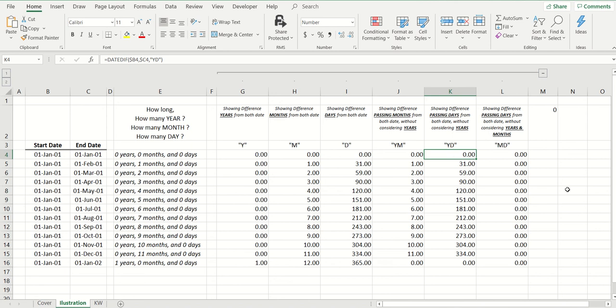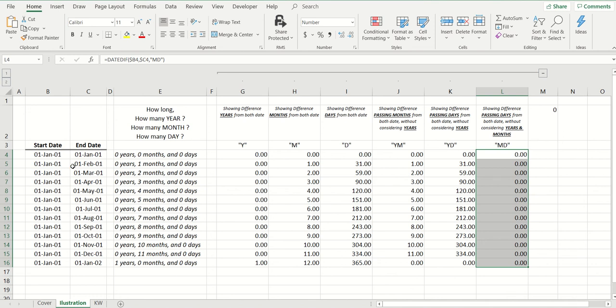Okay, the last one is MD, which shows the difference in passing days from both dates without considering years and months. That's why all the results are zero, because it is comparing day 1 versus day 1.